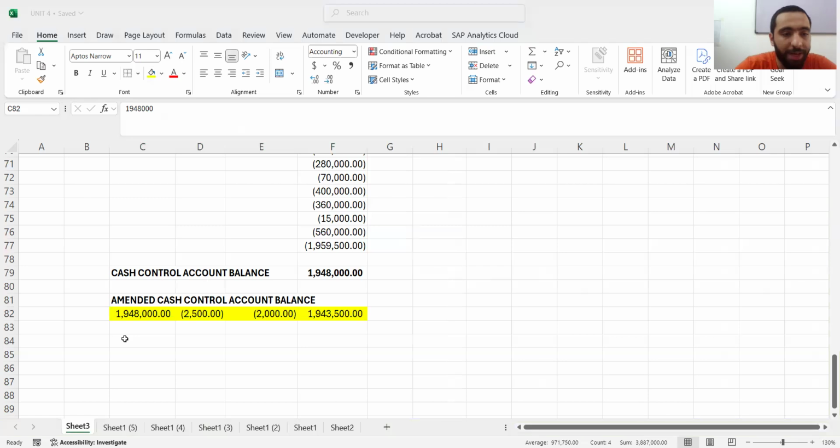Now comes the bigger deal. What is the next question? The next requirement, bank reconciliation statement. Now how to do this? How to do this bank reconciliation statement? Very simple question. Bank reconciliation statement. Now you have to cross check what is there in the cash book.